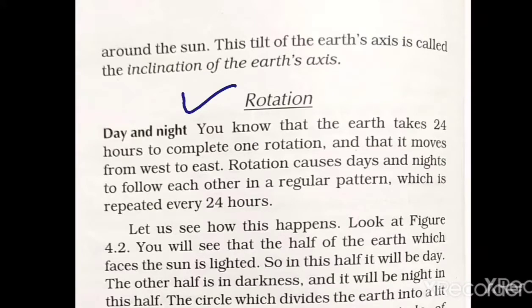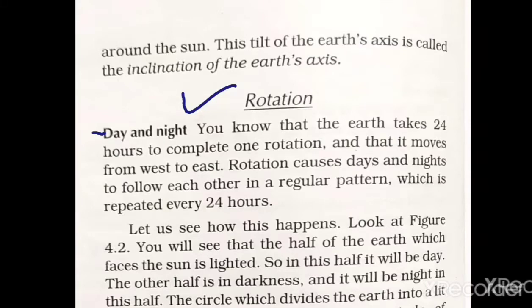You know that earth takes 24 hours to complete one rotation. Earth takes 24 hours to complete one rotation, one spin, right. So those 24 hours are our one day. 24 hours is equal to 1 day, and it moves from west to east direction. Because the earth moves from west to east direction, we observe that sun rises in the east, right.